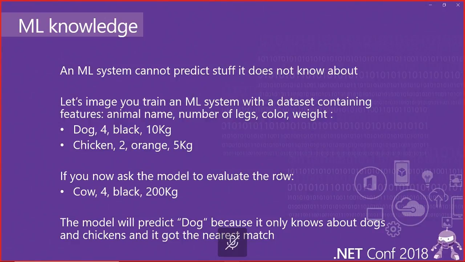The two data points that we are going to train with are just dog, four legs, color black, 10 kilos, and chicken, two legs, orange, 5 kilos. Now, if we train the model with just these two data points, and then we ask the model to evaluate a cow with four legs, color black, and 200 kilos, I believe the model will predict dog, because it only knows about dogs and chickens. So this is the best guess.